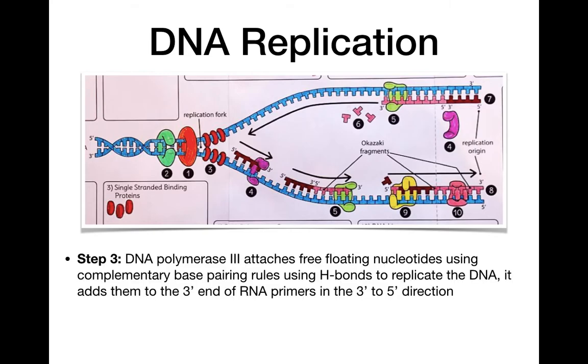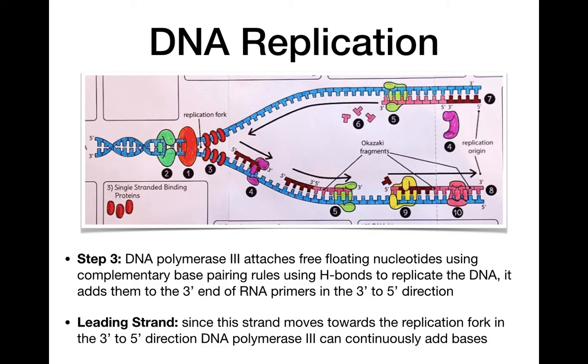Okay. Step 3. DNA polymerase 3 is going to attach to the free-floating DNA nucleotides using complementary base pairing, using hydrogen bonds to connect those bases, A with T, C with G, and so on with the DNA. It's going to add at the 3' end of the RNA primers, going in the 3' to 5' direction, which is why we need multiple primers on the lagging strand.